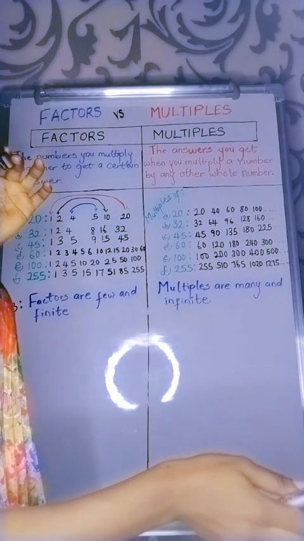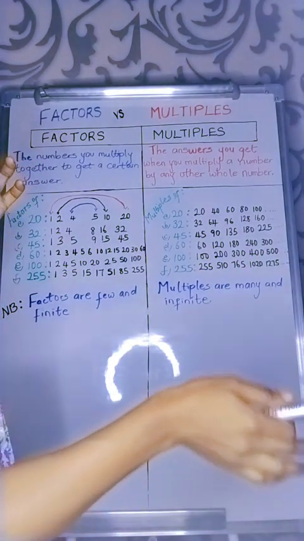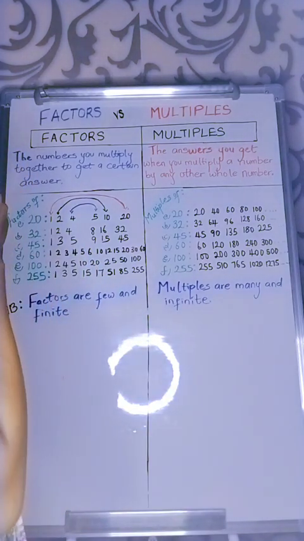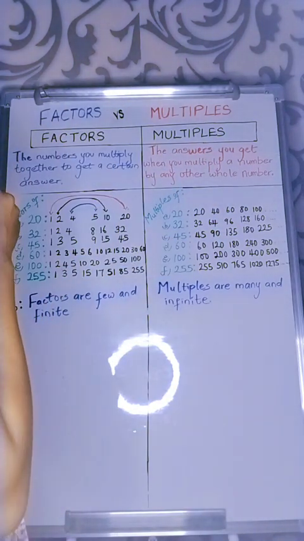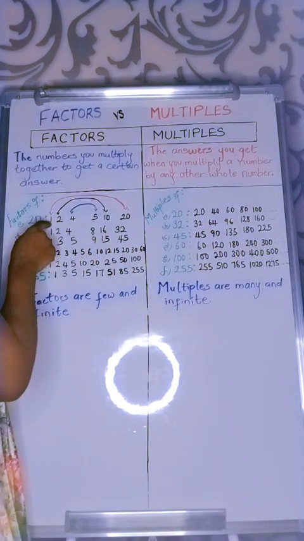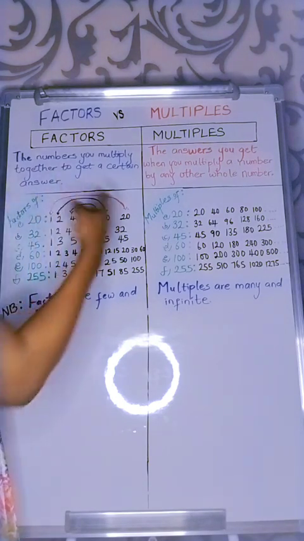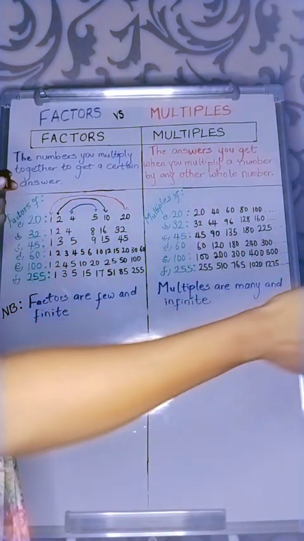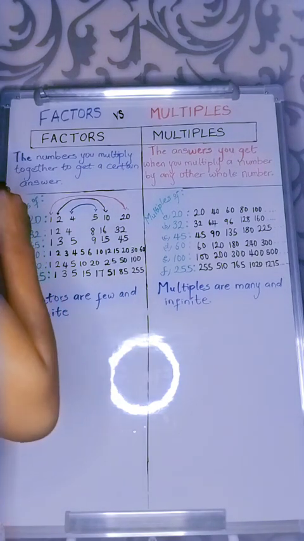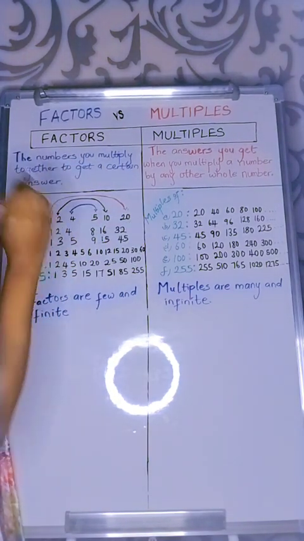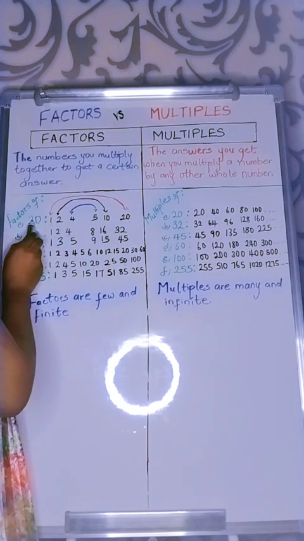To make it easier for you, assuming you are asked to list factors in your exam, when you have 1, what will be multiplied by 1 to give you 20? It is 20, right? So rather than leave it, write it at the end. You see how I did it? 1 times 20 will give you 20.